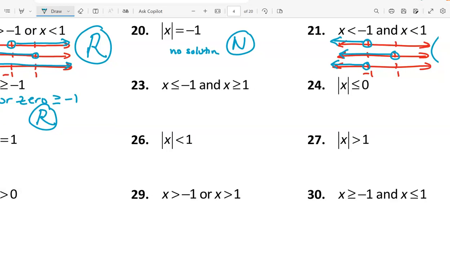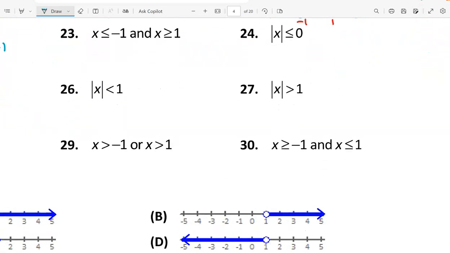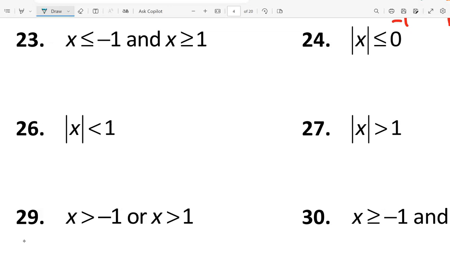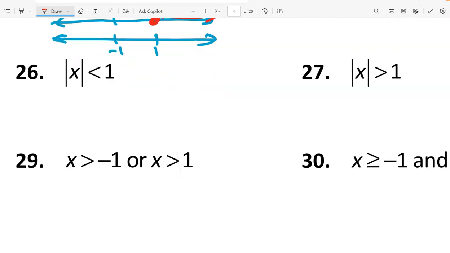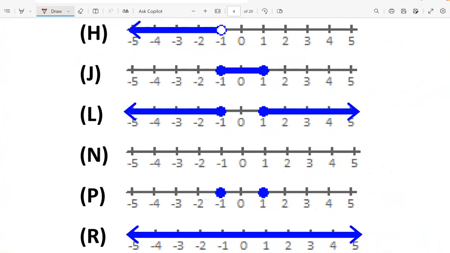In number 23, we have another AND statement. So I'm going to draw 3 number lines and mark off -1 and +1 on those number lines. First number line, x is less than or equal to -1. Second number line, x is greater than or equal to +1. We're joining with the word AND, which means we're looking for what they have in common. And they don't have anything in common, which means that the solution for this one is no solution. We're looking for the empty number line, which is choice N.